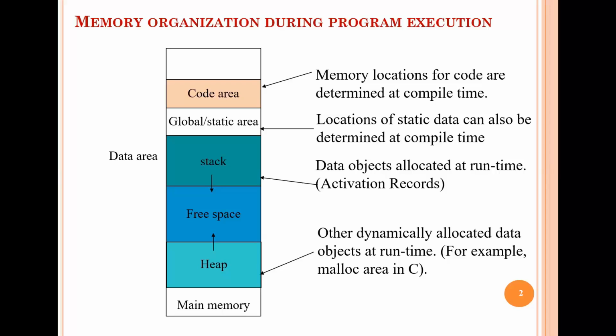Heap is also a dynamic allocation area, and here data is allocated at runtime. For example, we have malloc in C, where whenever we make a call to malloc, we are actually allocating the variables at runtime. So this is how main memory is distributed.